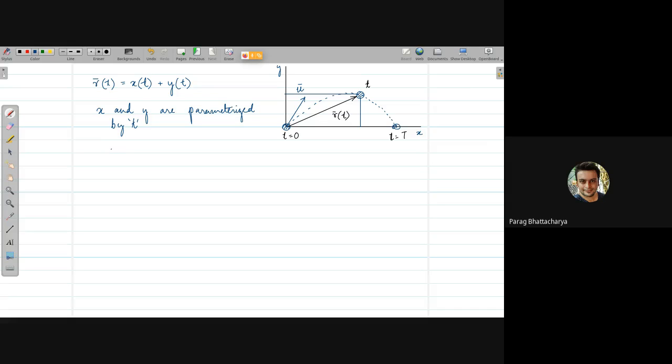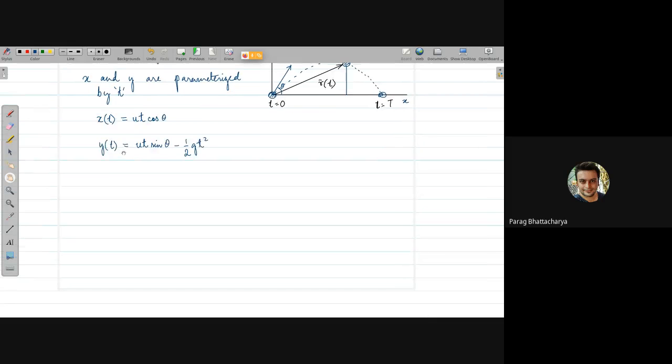So in this case, what will be x of t? And what will be y of t, Mehul? So x of t is u cos theta into t. This is your theta, the x component is u cos theta into t. And y will be equal to u sin theta into t minus half g t squared. That's all. You just need to know how x is changing with t, and how y is changing with t.